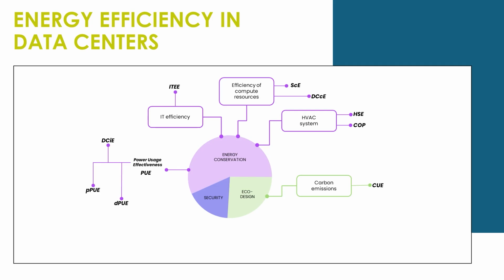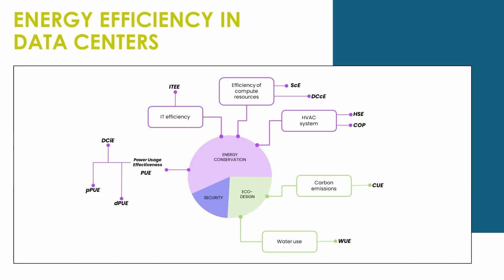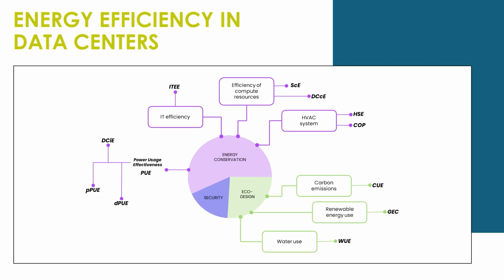Beyond energy conservation, eco-design metrics have been introduced to capture environmental performance. Carbon usage effectiveness measures CO2 emissions per unit of IT energy, making it a direct indicator of carbon intensity. Water usage effectiveness, computed as the ratio between the annual site water usage and the IT equipment energy use, assesses water consumption. Finally, green energy coefficient is used to measure the proportion of green renewable energy used in the total energy consumption in data centers.